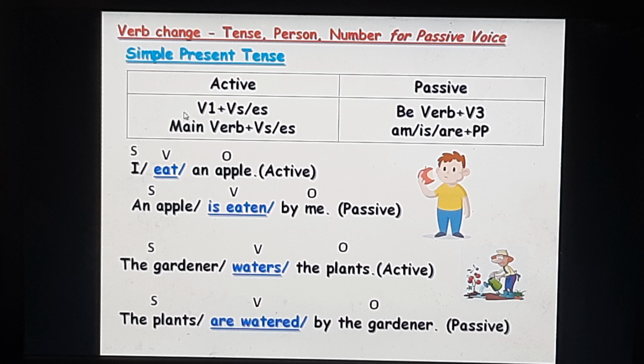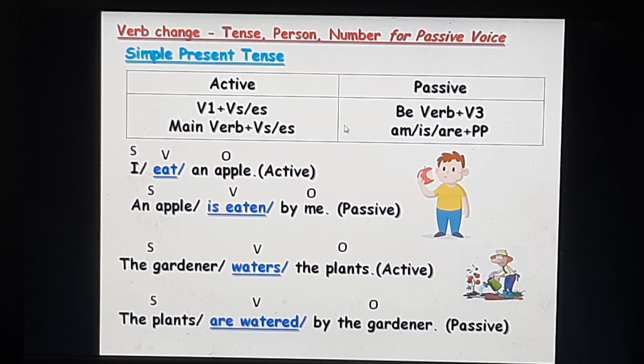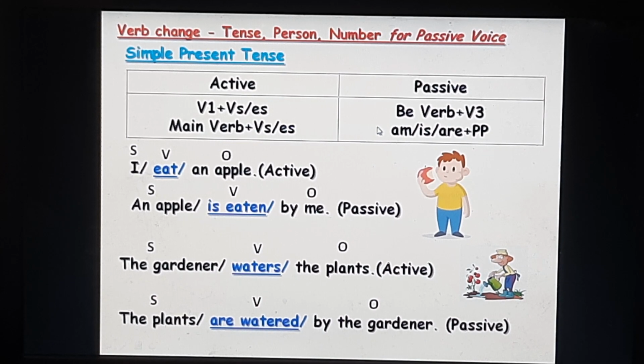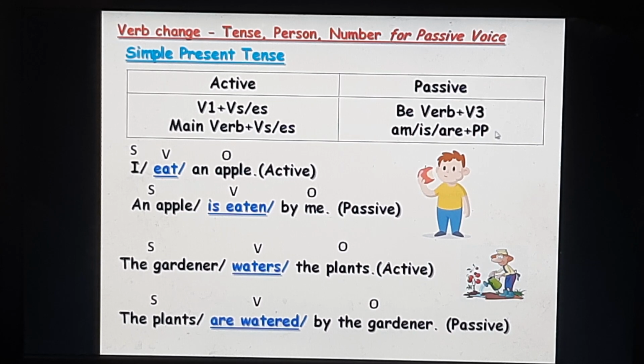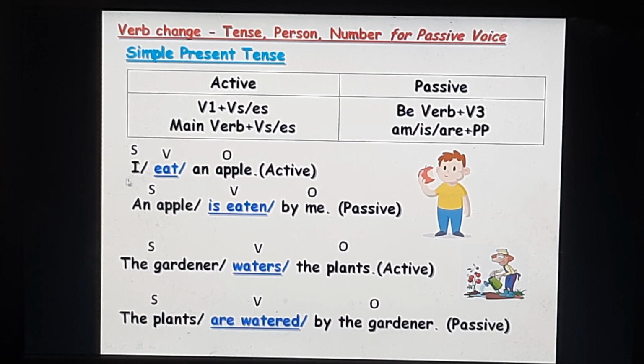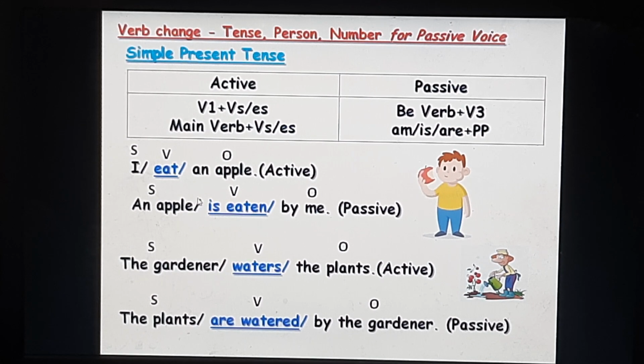The active voice verb will be V1, the main verb, plus S, ES for the third person singular. In the passive, it will be the be verb am, is, are plus the past participle form of the verb. Now let's see the example. I eat an apple. This is in the active voice because the subject is doing the work. Now in the passive voice there will be a flip-flop of the subject and the object.